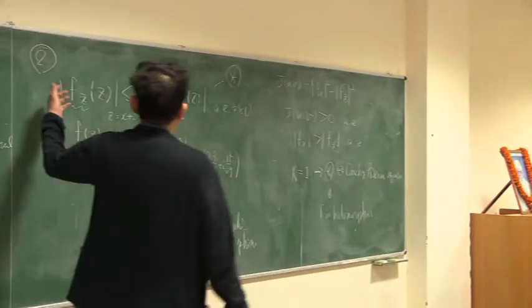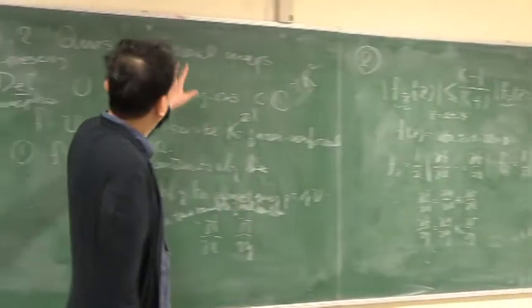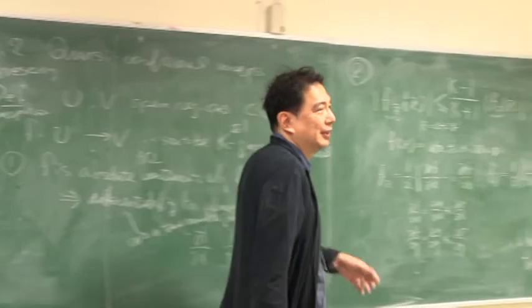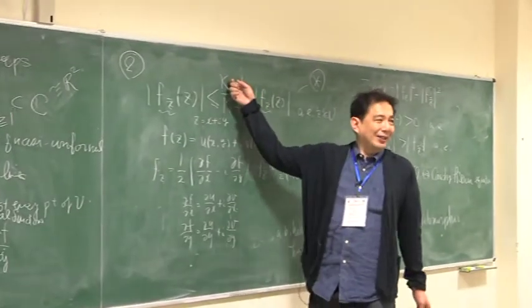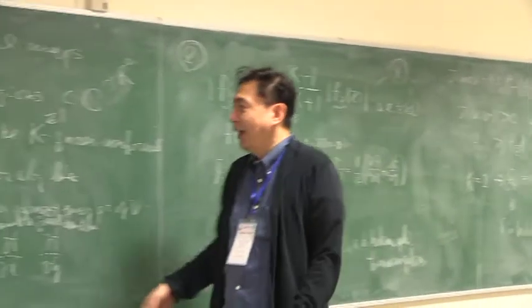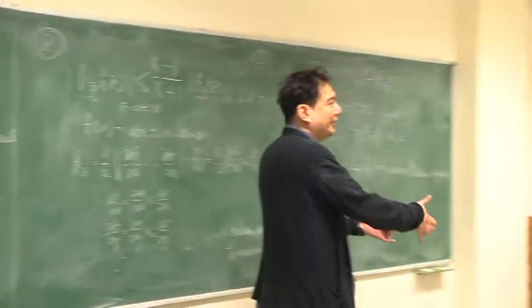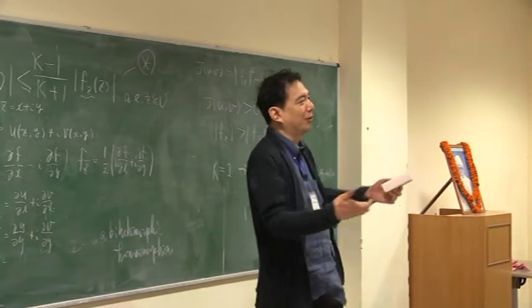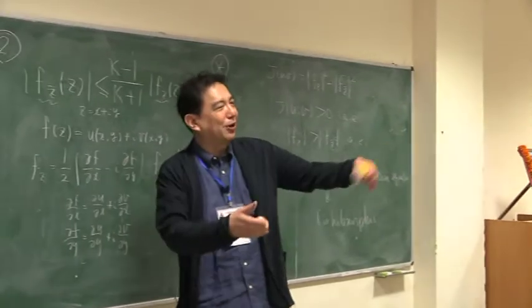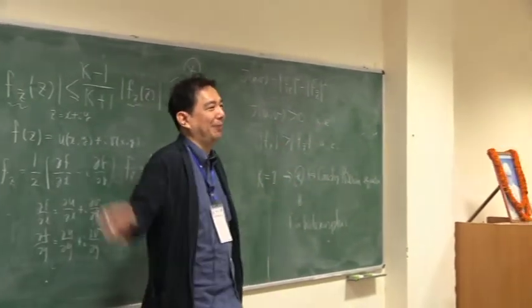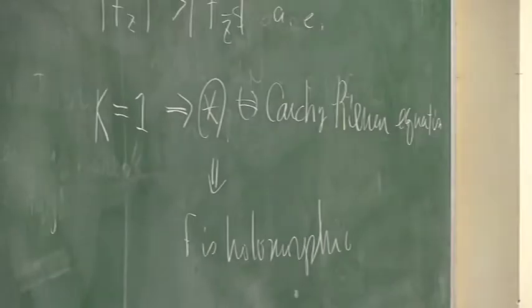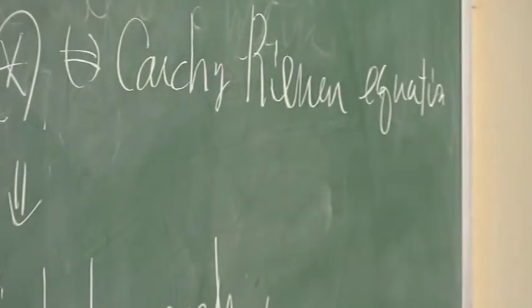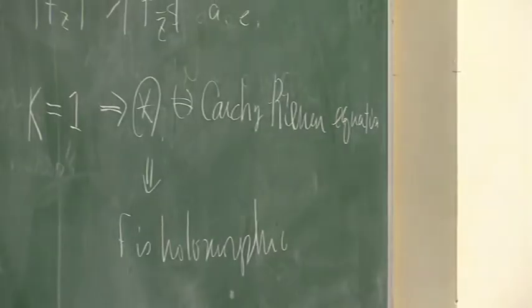So this is a kind of generalization of the holomorphicity of the function. If k is not 1, then you cannot expect f to be holomorphic. But still, it's somehow close to holomorphic. The deviation from the holomorphic map is somehow bounded by the constant k. So that's the meaning of this inequality. Now, let me show you more of the meaning of that inequality.